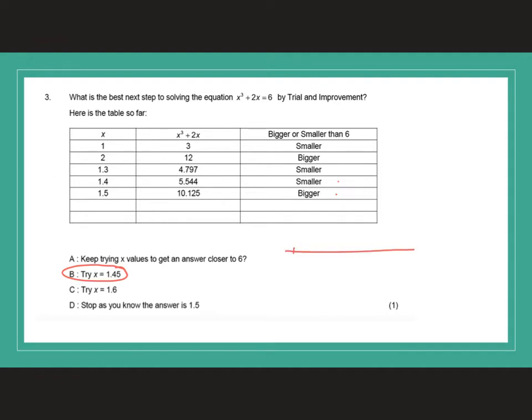Just to give you a diagram illustration of this, 1.4 and then 1.5, and then of course 1.45 is in the middle of these. 1.4 gave you a result that was too small. 1.5 gave you a result that was too large, so we now need to check 1.45, which is in the middle of these two values.